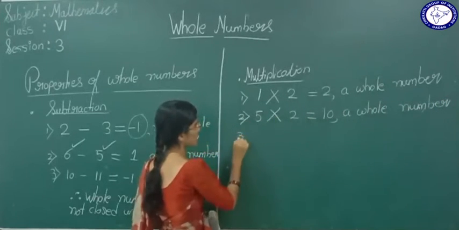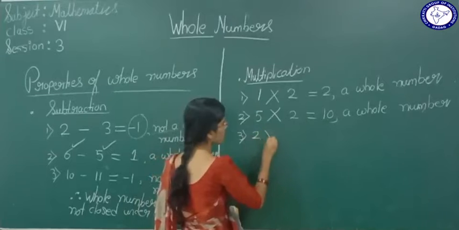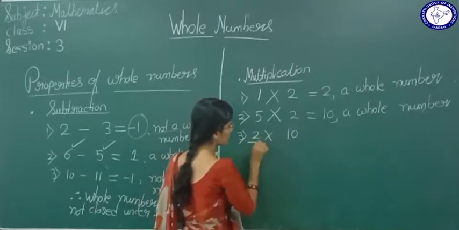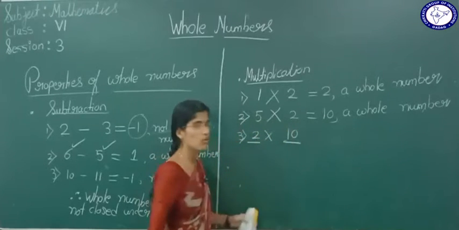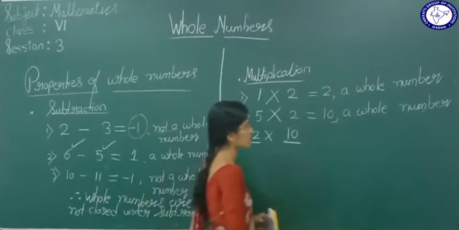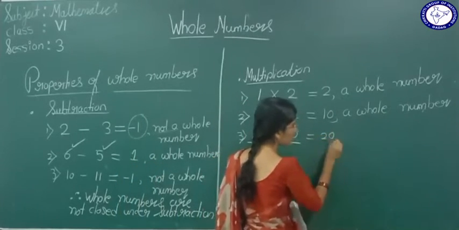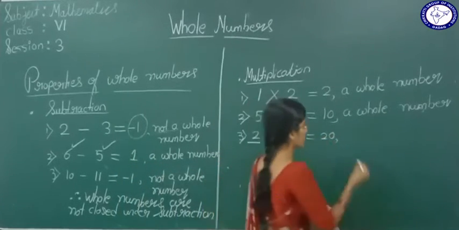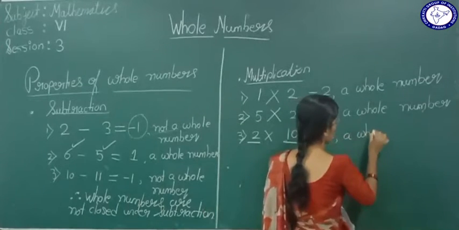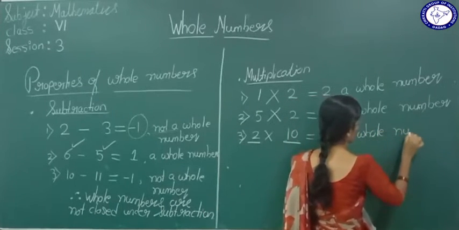I will consider a third example. 2 into 10. 2 is a whole number, 10 is also a whole number. 2 tens are 20. Is 20 a whole number? Yes, 20 is a whole number.